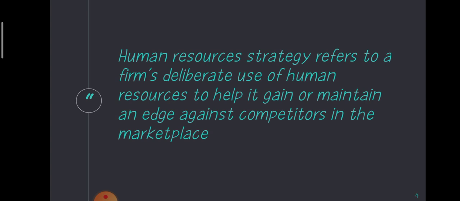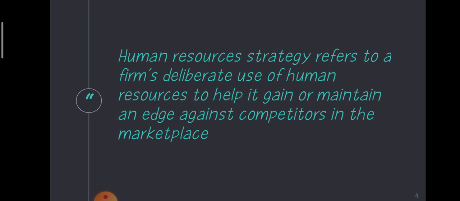Okay, in this course, we'll be learning about how people work within organizations. Now, we all know that HRM, or human resource management, is always associated with people working in an organization. We will also use the term human resources, which denotes people as an organizational resource. Now, human resource strategy refers to a firm's deliberate use of human resources to help it gain or maintain an edge against competitors in the market.